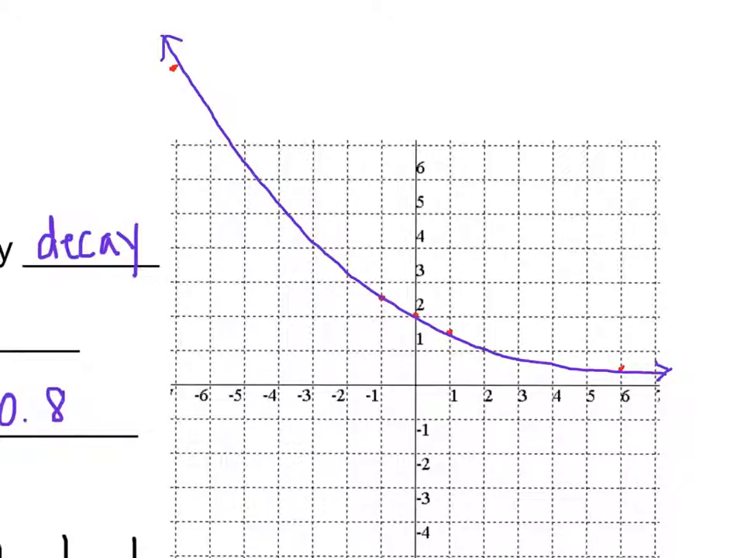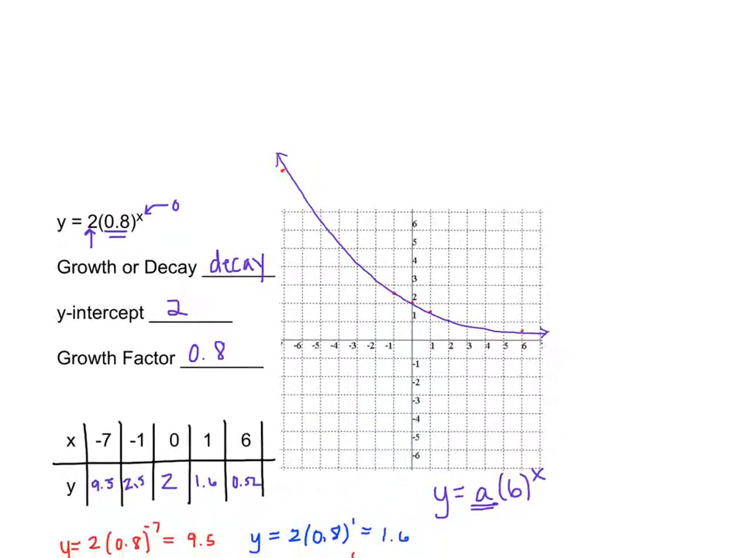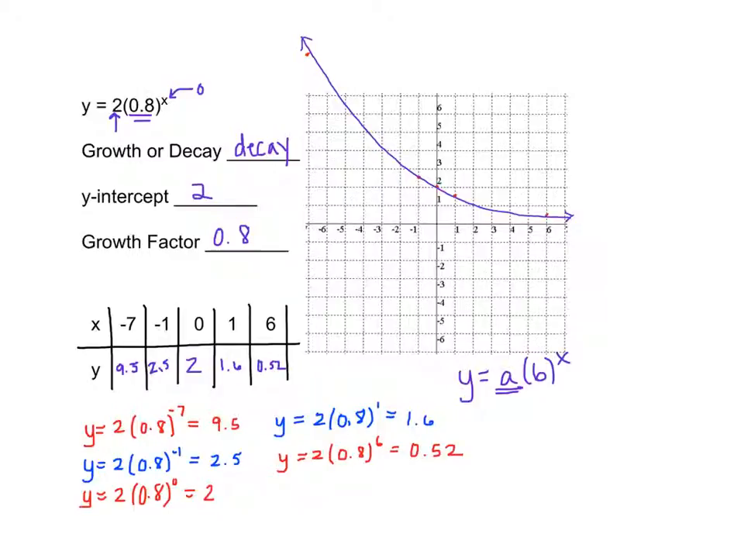If you read the graph from left to right, you notice if we come in on the left side, hit the graph, do you see how it's going down? That's what a decay graph will look like. So if that growth factor, that number with the x right here, is less than 1, your graph will be going down from left to right. And then again, just make sure it kind of levels out above the x-axis and does not go below it. And there's an exponential decay graph.